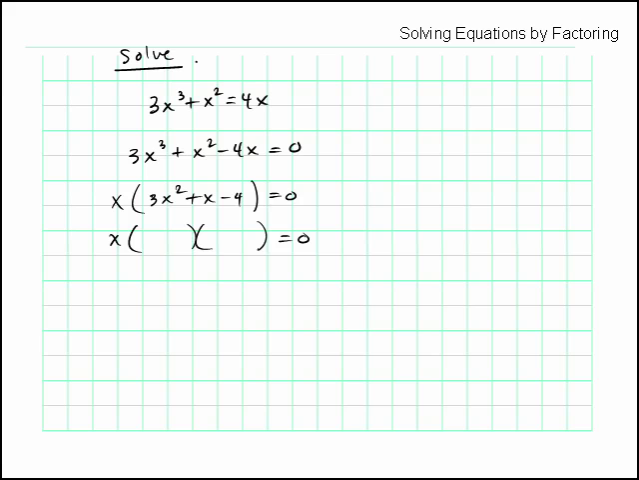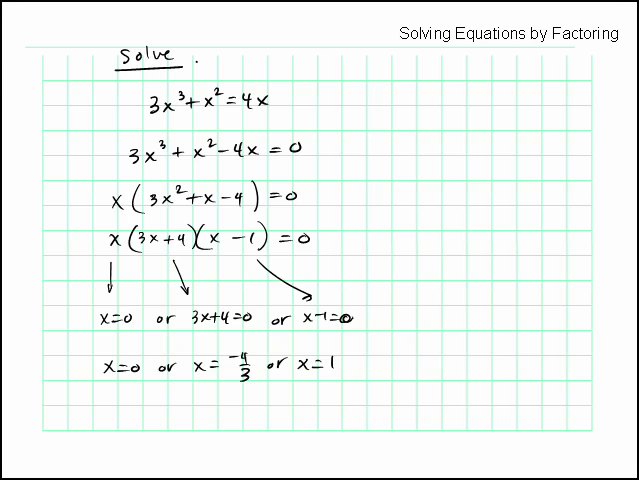and that trinomial factors to 3x plus 4 times x minus 1. I have the left side completely factored. It equals 0. I can now apply the zero product property. X equals 0, or 3x plus 4 equals 0, or x minus 1 equals 0. So 0 is the solution. This one will give me negative 4/3, and this one will give me x equals 1. This equation has 3 solutions, and there they are.